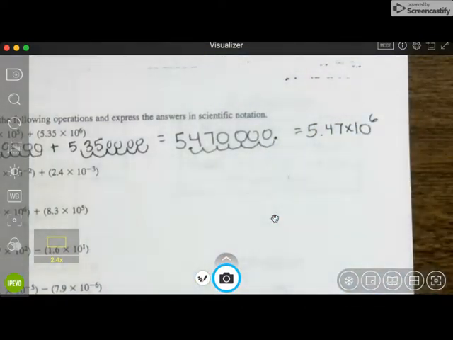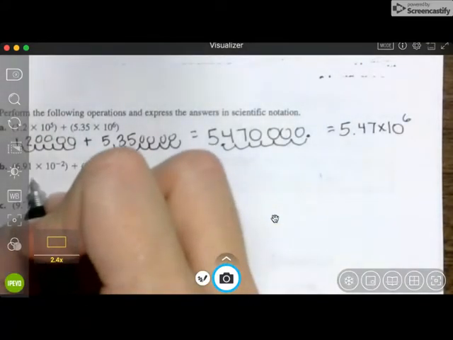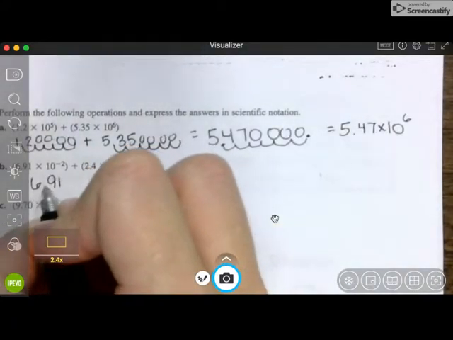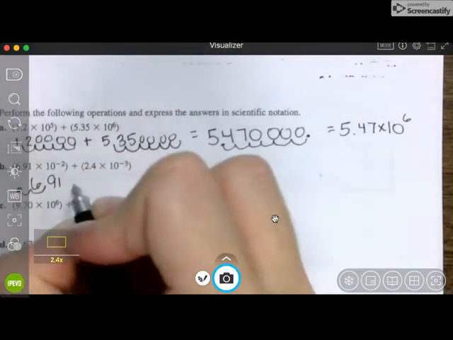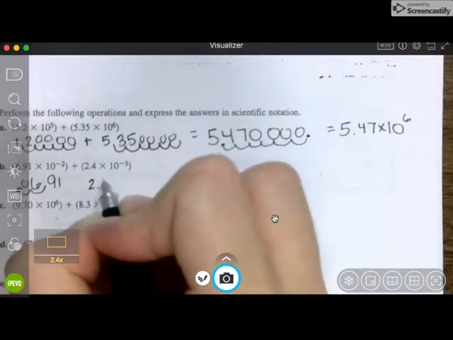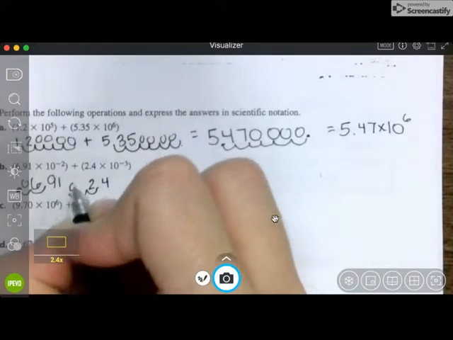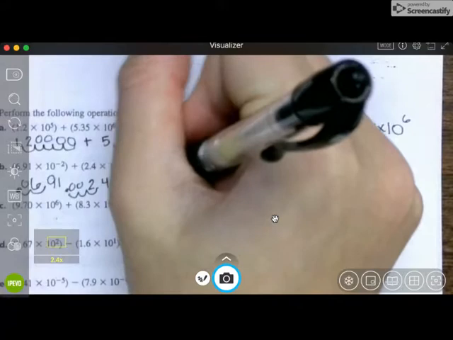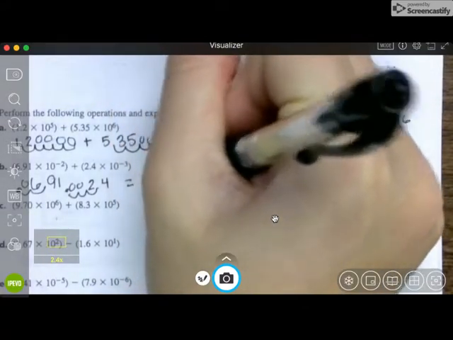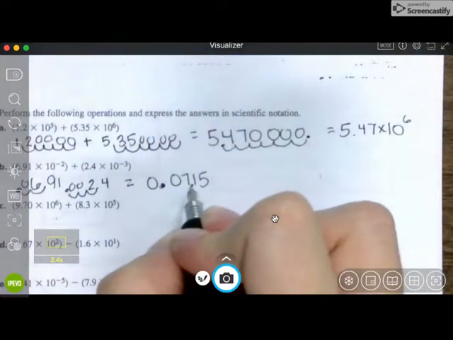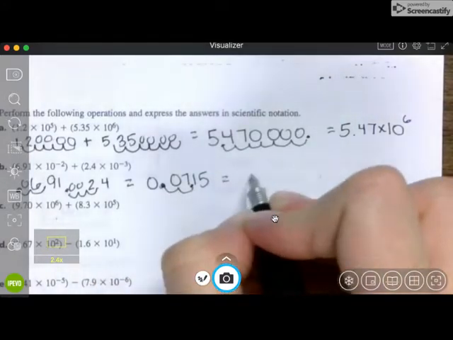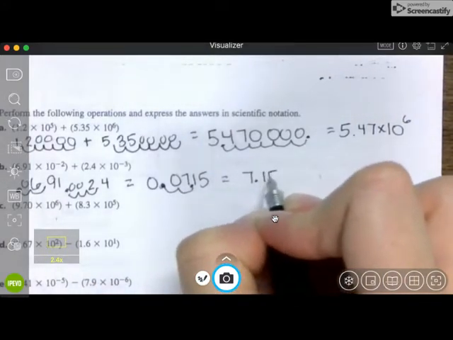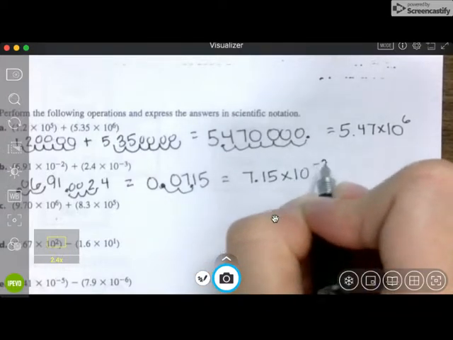Okay? We could do the same thing with this one. I have 6.91. I move it 1, 2 places to the left. I have 2.4. I move it 1, 2, 3 places to the left. If I add 0.0691 plus 0.0024, I get 0.0715. I want my decimal to be here, meaning it needs to move 2 places. So I have 7.15 times 10 to the negative 2.